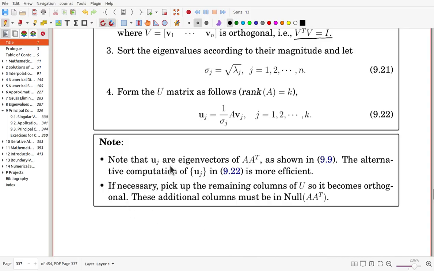uj is an eigenvector of A A transpose, and earlier we figured it out, but the alternative computation of uj in this equation is more efficient. Rather than trying to find the eigenvalues and eigenvectors of that matrix, this matrix is m by m. Usually m is larger than n, so that is a larger matrix. So it's more expensive.